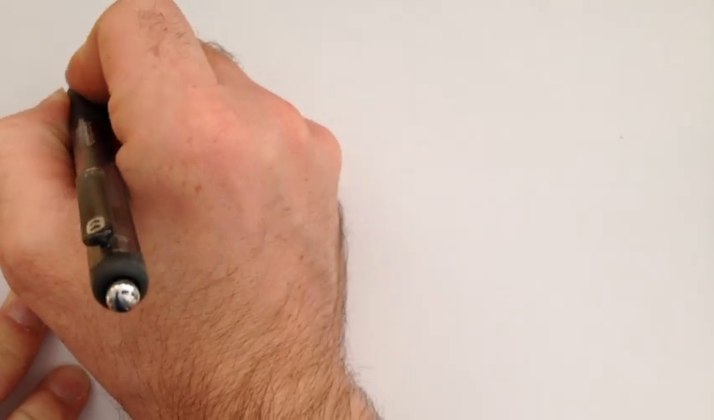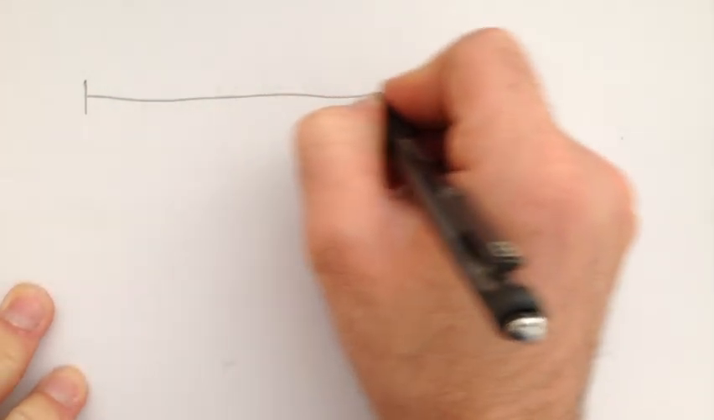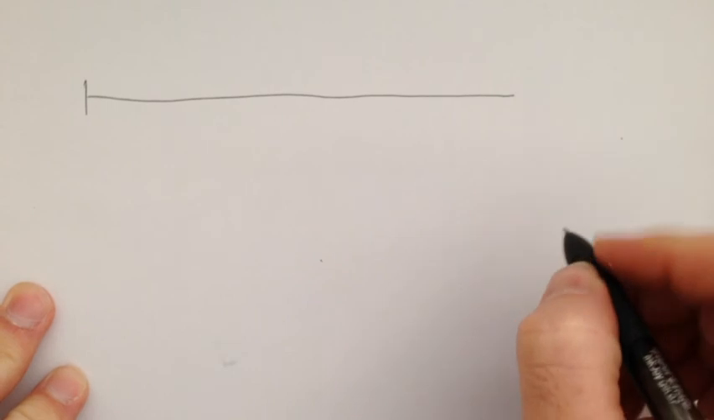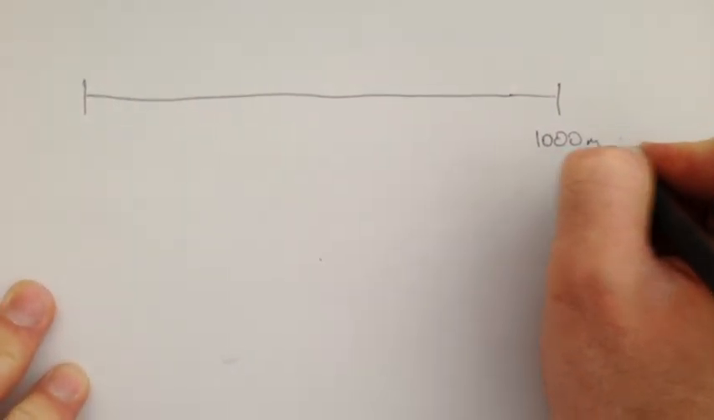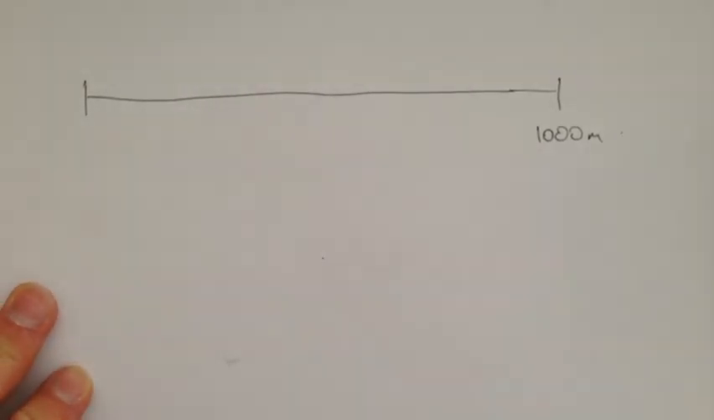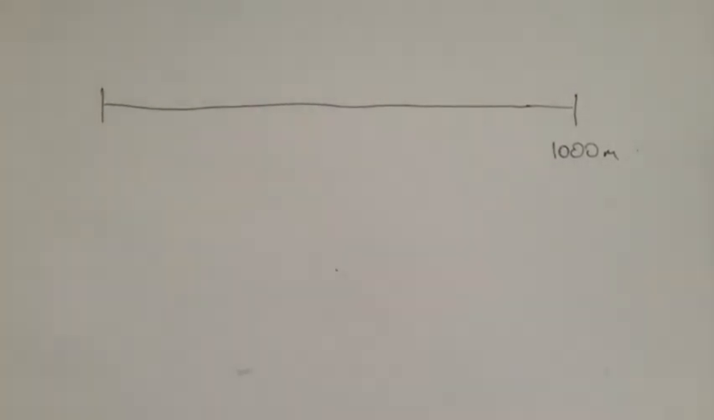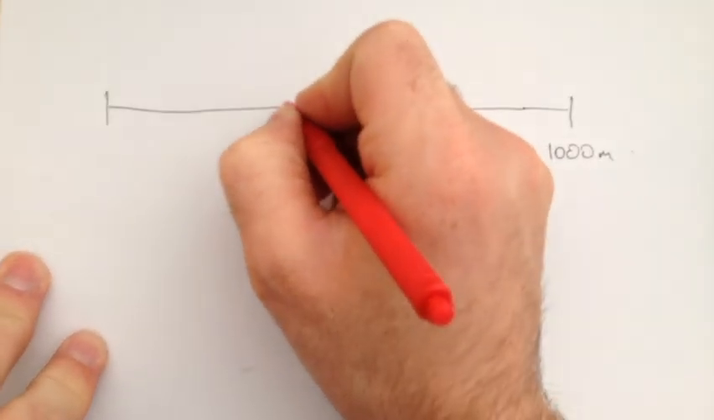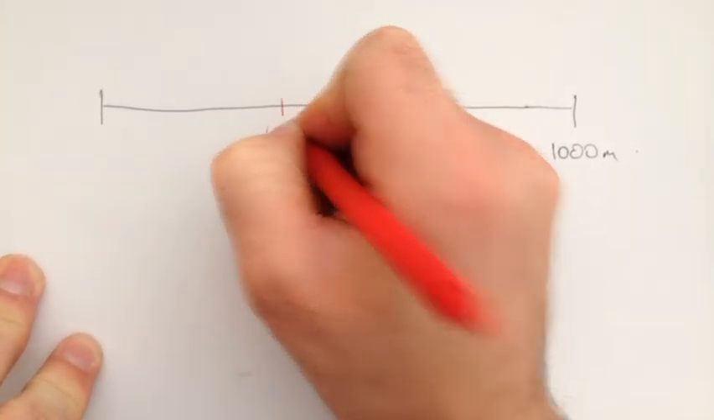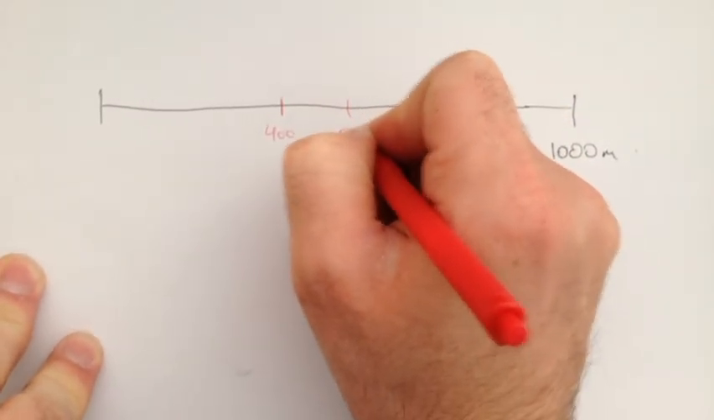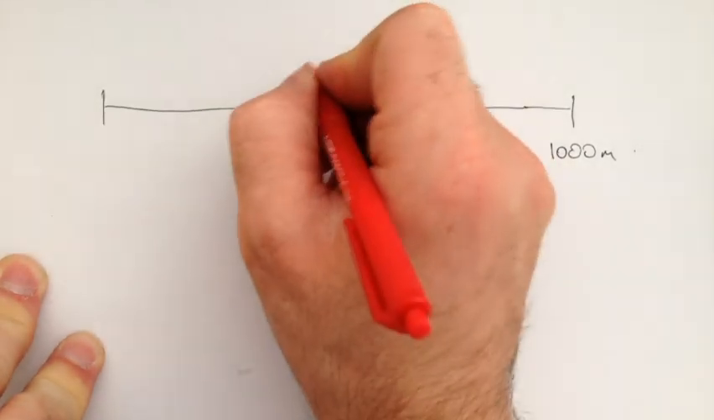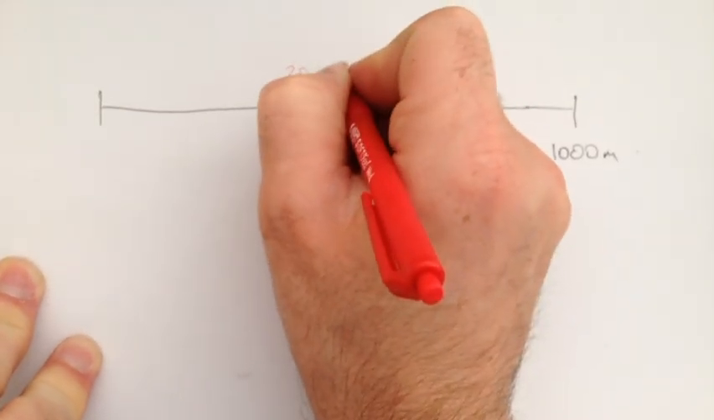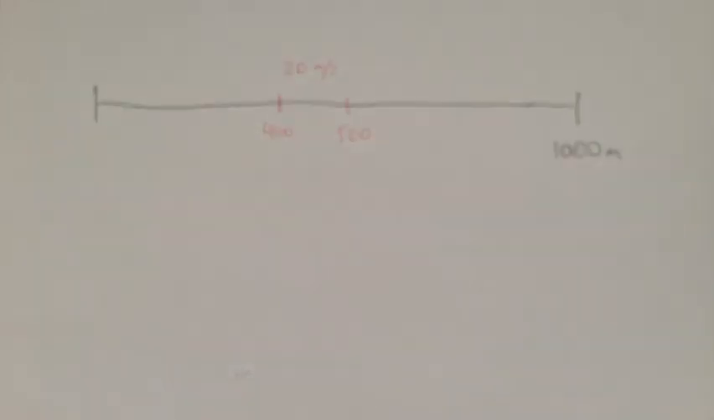So remember, we've got this 1 kilometer drive, and at the end of 1,000 meters, we would be done. There is, however, a speed trap that is in this little zone from about 400 meters to 500 meters, and that is where the speed limit of 20 meters per second is strictly enforced.